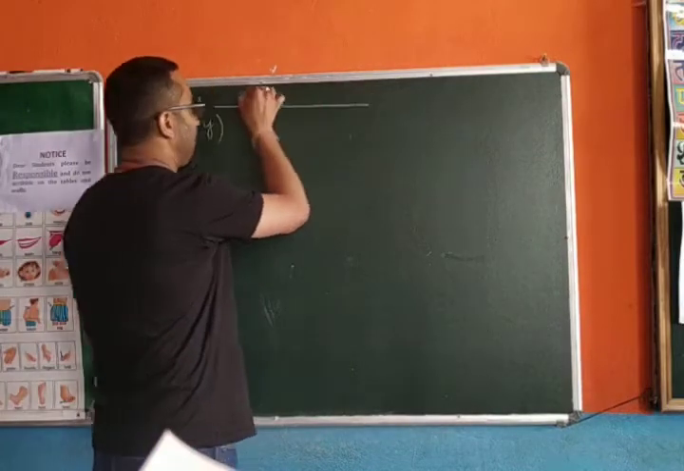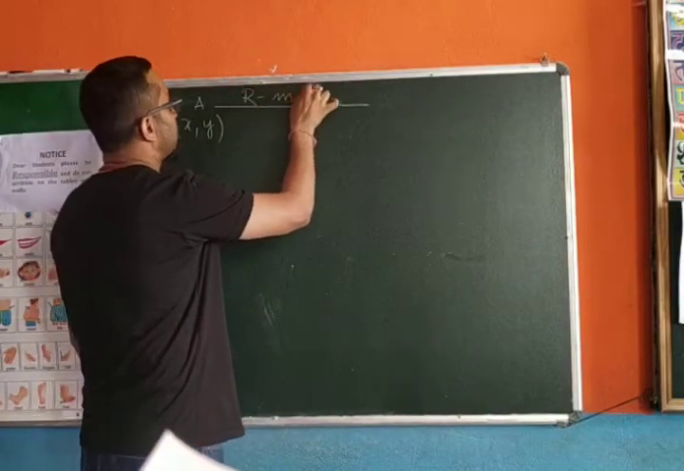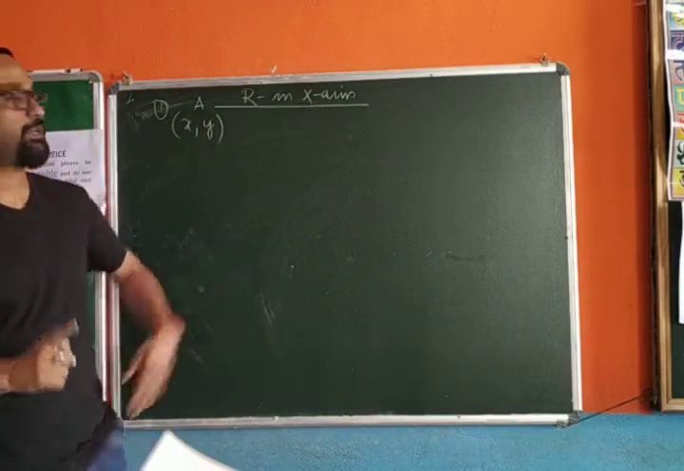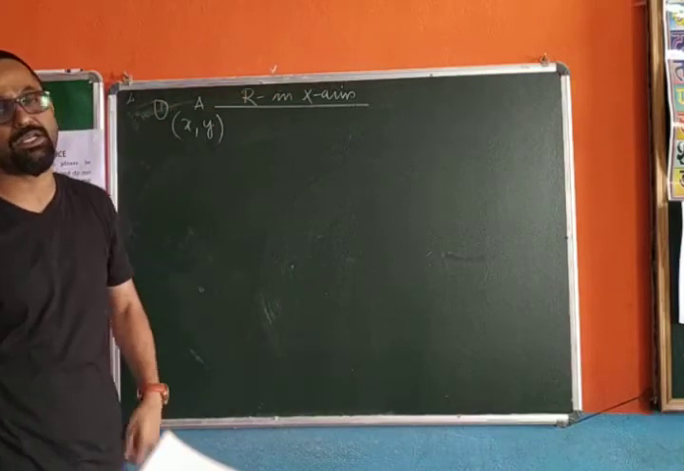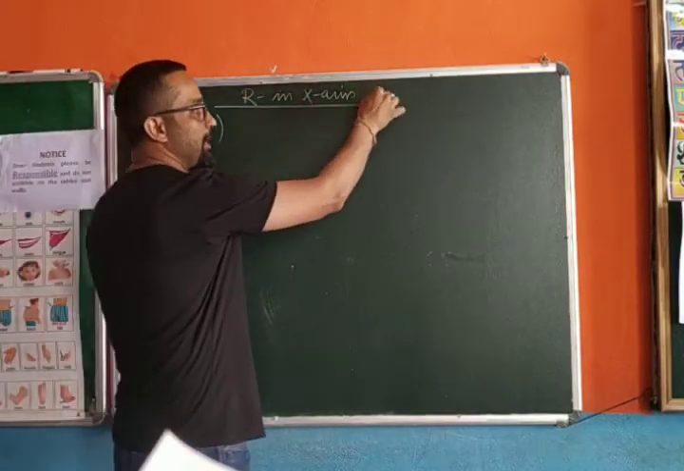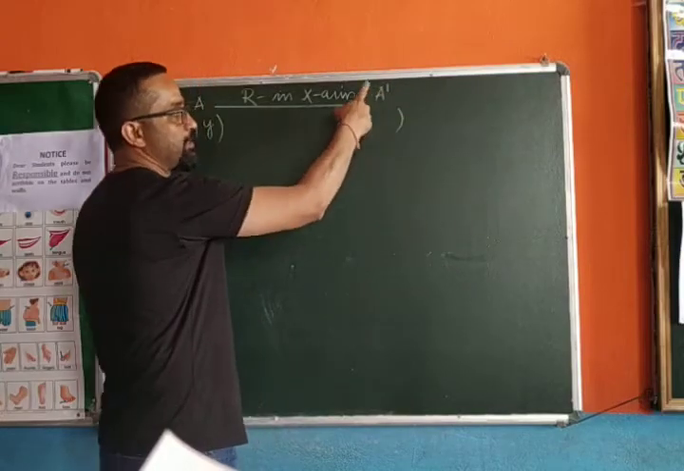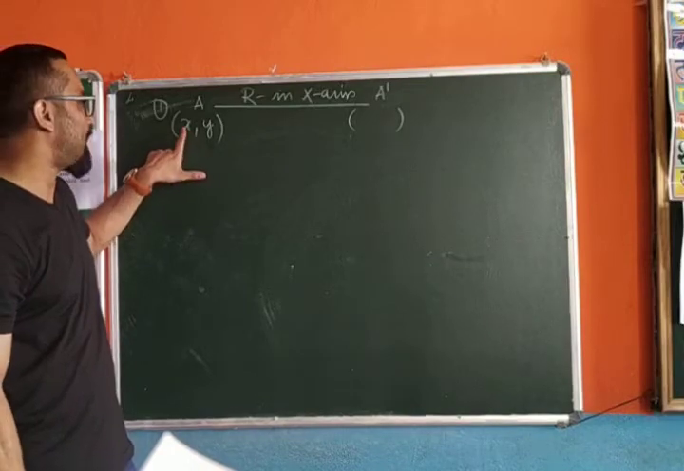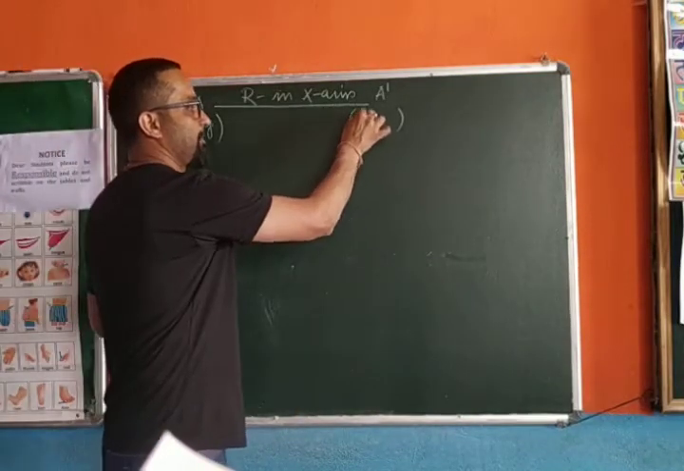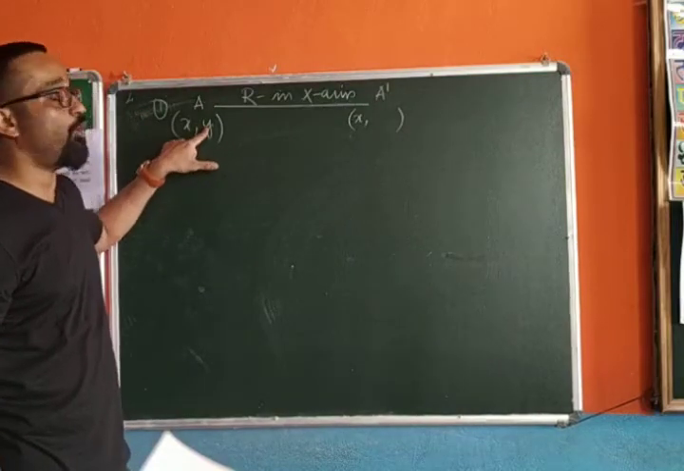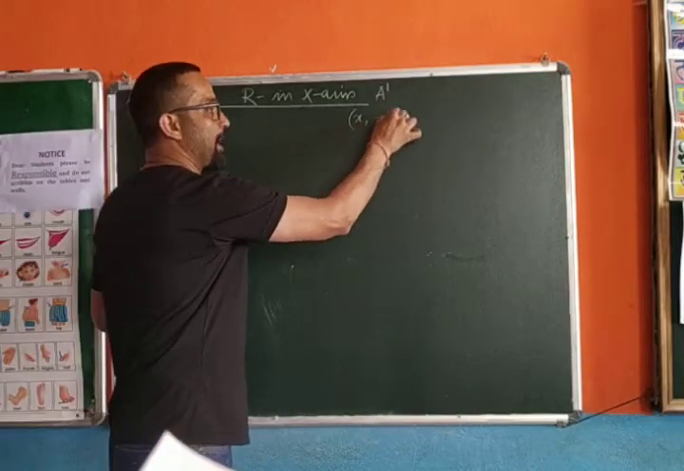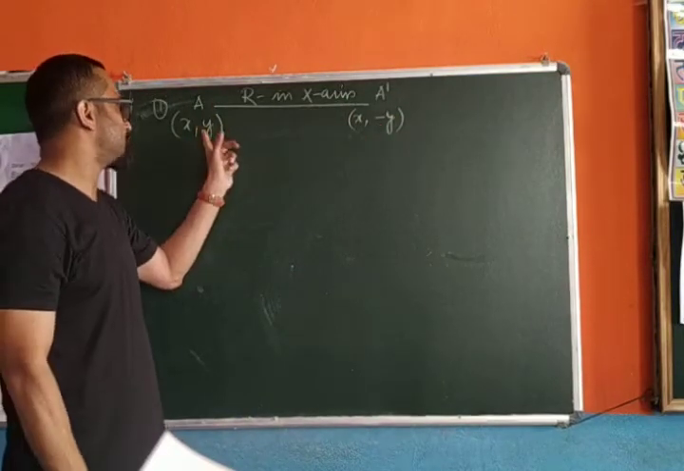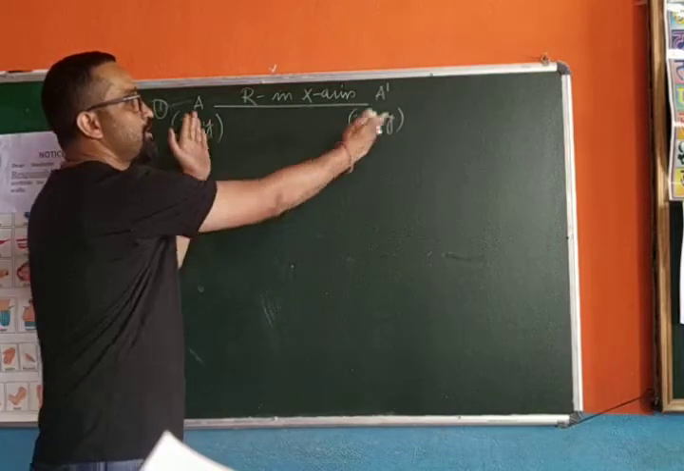If it is getting reflected in x-axis, x-axis is the mirror line, reflection will take place in x-axis. If a point is getting reflected in x-axis, you get image A dash. Retain x means that you write as it is. Change the sign of ordinate: minus y. If it is plus, it will change to minus. If it is minus, it will change to plus. It is vice versa.